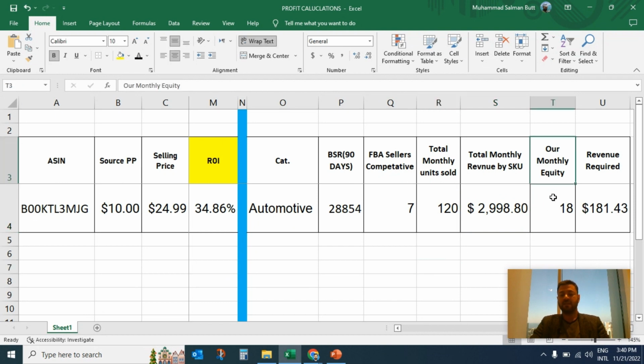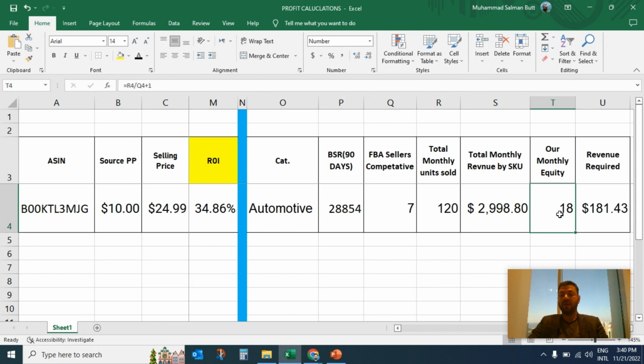Then after that, how many units will I be able to sell of this ASIN? So there are 7 sellers. They are already selling 120 units accumulatively. So when I enter this listing, I will be the 8th one. So I have to divide this total monthly sale by 8, the existing competitive sellers plus 1 myself. So I will be getting around 18 units.